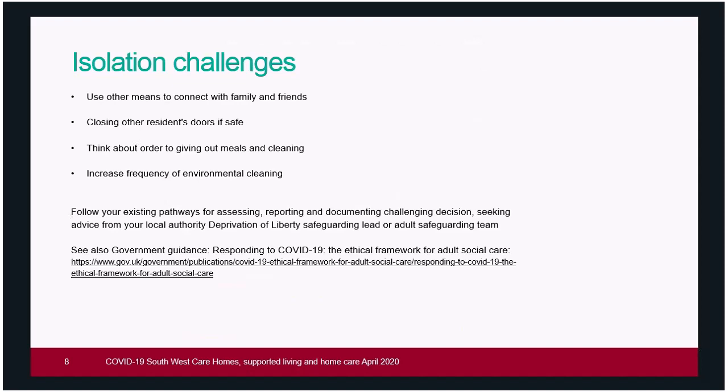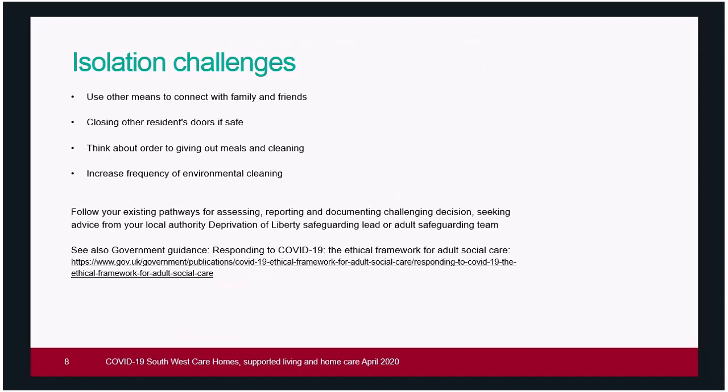You could close the doors of other residents' rooms if it's safe to do so. Give meals to and clean the rooms of well residents, particularly those who are shielding, before unwell residents. It's really important that you increase the frequency of environmental cleaning, particularly of touch surfaces, and this is especially important where you have residents who walk with purpose.